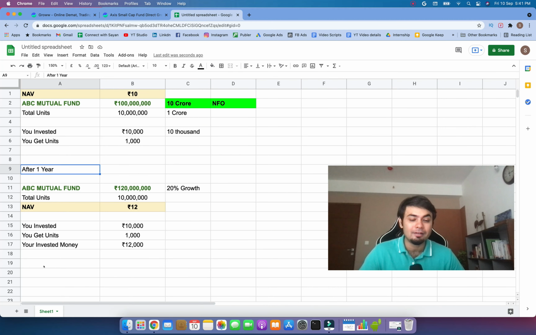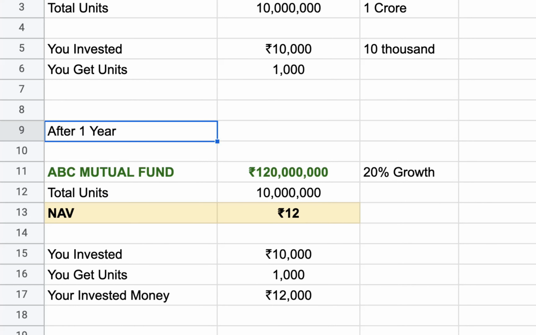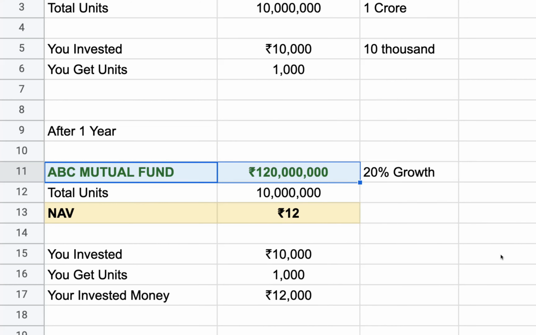Let's say after 1 year, the entire asset value of the investments that investors have made into this mutual fund has increased, or the entire value of the money has increased from 10 crore to 12 crore in a period of 1 year, right? As you can see here. Now, how can it increase and why will it increase?